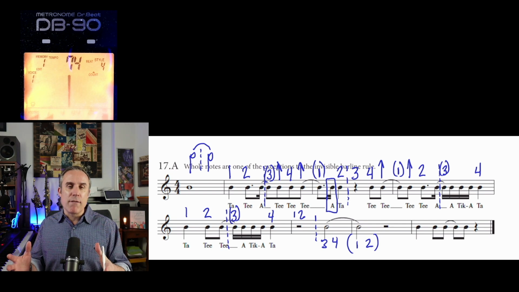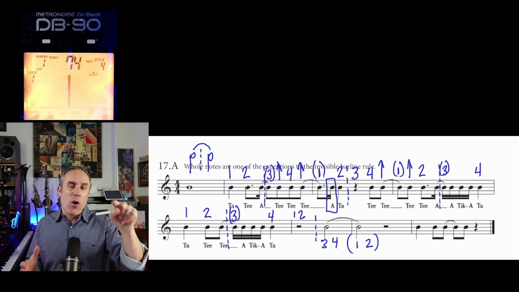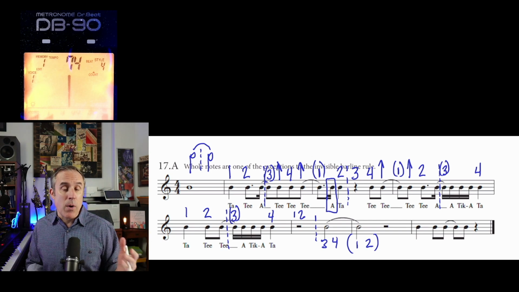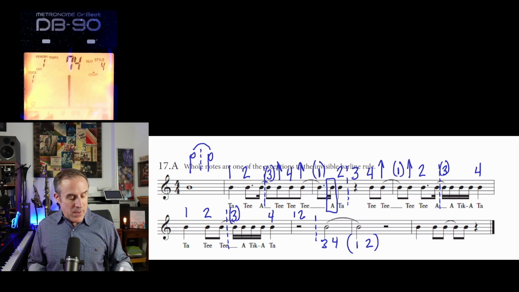So beats 3 and 4 is a half note. It's tied over the solid bar line into another half note. So we've got a note that lasts 4 beats, but it's not a whole note. Then we have our invisible bar line right here. Then we have beats 3 and 4.